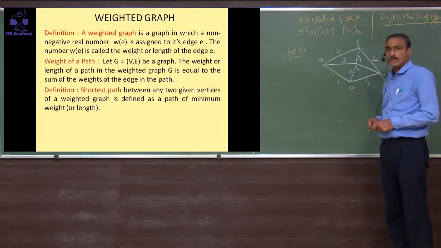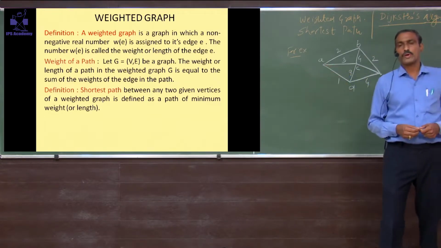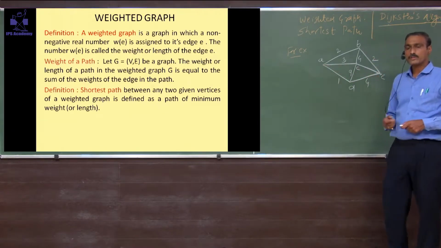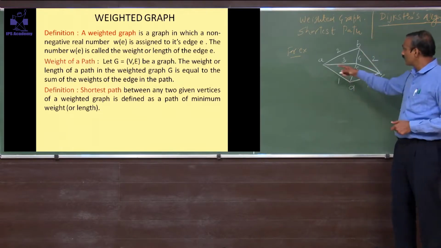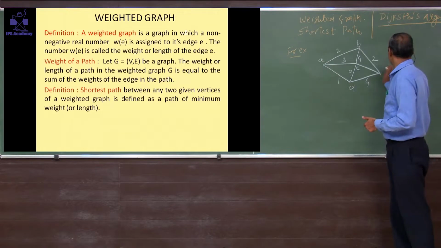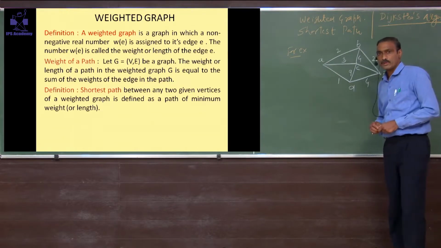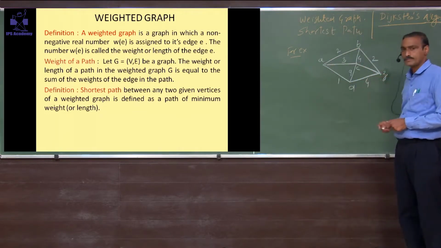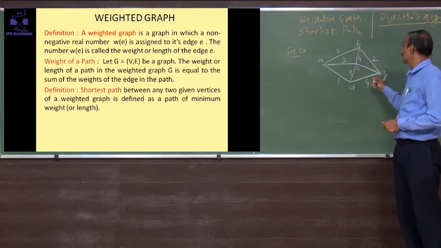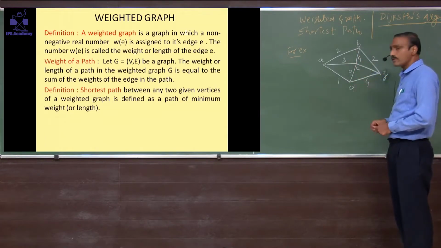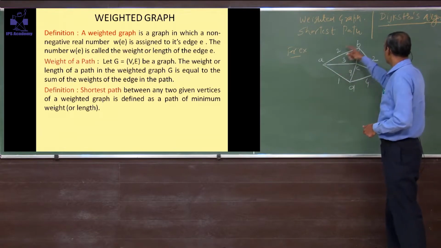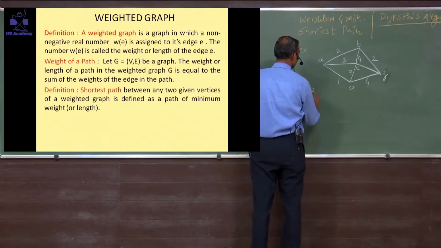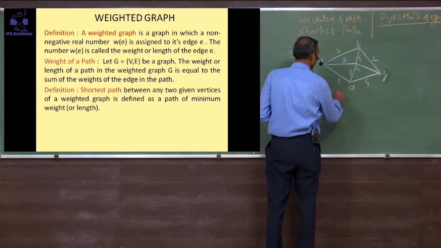Now today's task is to find the shortest path between the initial vertex and the ending vertex. In finding the shortest path, the initial vertex is always denoted by A and the final vertex is denoted by Z. Our aim is to find the shortest path between A and Z. There are many paths in this graph because this is an undirected, simple graph. What are the paths between A and Z? First is A to B, B to Z. The length of this path is 2 plus 2 equals 4.